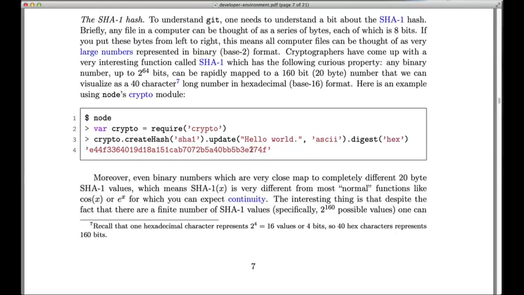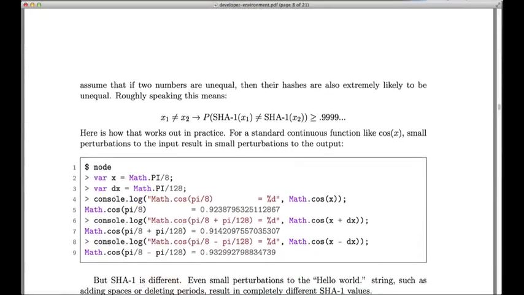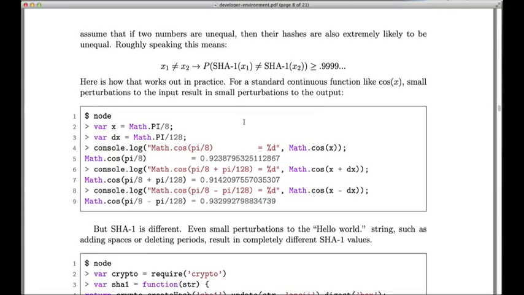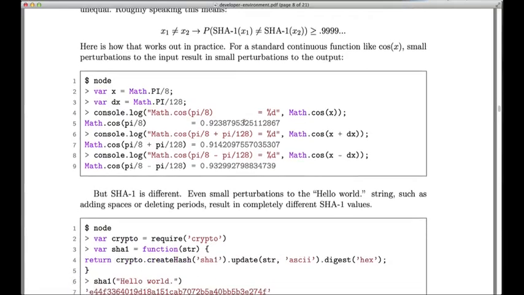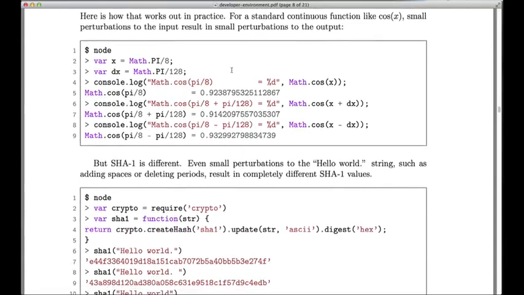The important thing about SHA is that it behaves very differently from most normal functions like cosine or exponential, for which you can expect continuity. To understand this, essentially, if you've got two numbers that are unequal, it's very likely that their SHAs are not equal. So inequality of two numbers means it's very likely that their SHAs are also not equal. And it's also got another property, which is that perturbations to the input produce outputs that behave very differently for SHA than they do for a normal function.